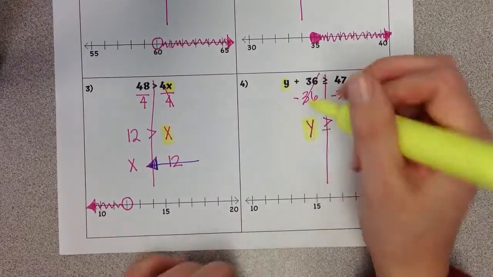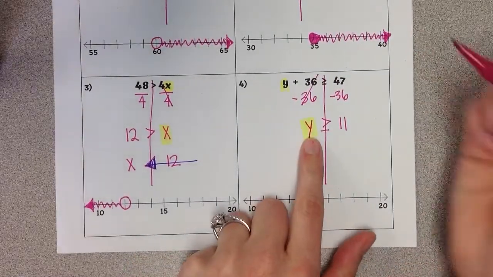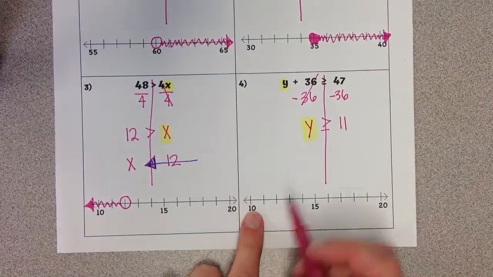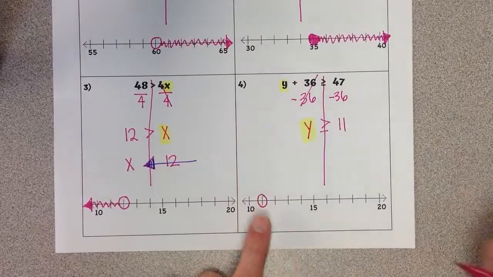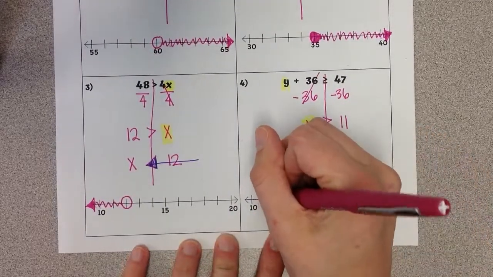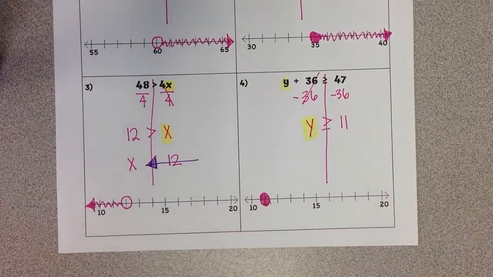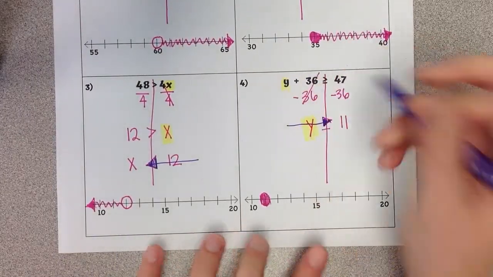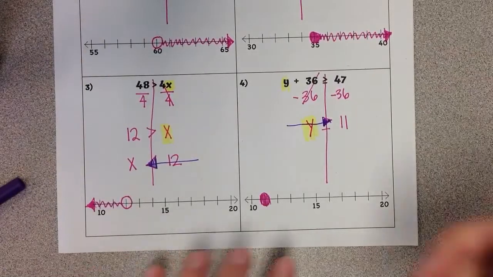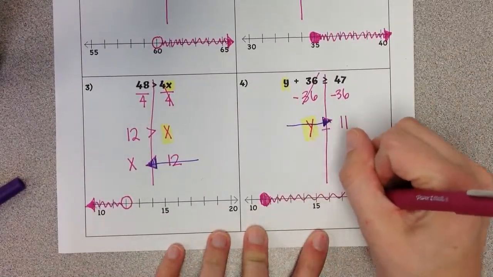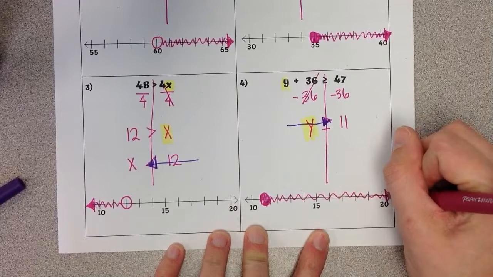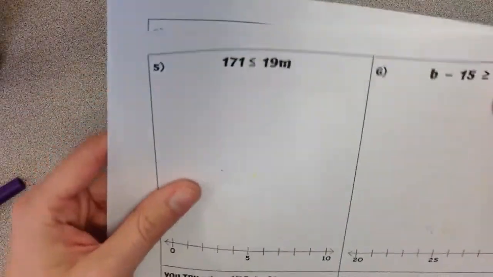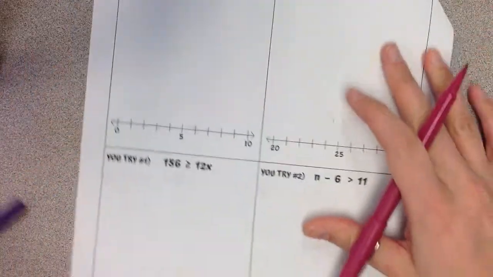Highlighting my variable because I want it on the left. It is on the left, so we can keep it as is. I'm going to find 11 on my graph. It's right here. There is an equal to part, so I'm going to shade it in. And then our inequality sign looks like an arrow pointing in the direction we need to shade. Pointing to the right, because greater than means right. Two more and then the U try.